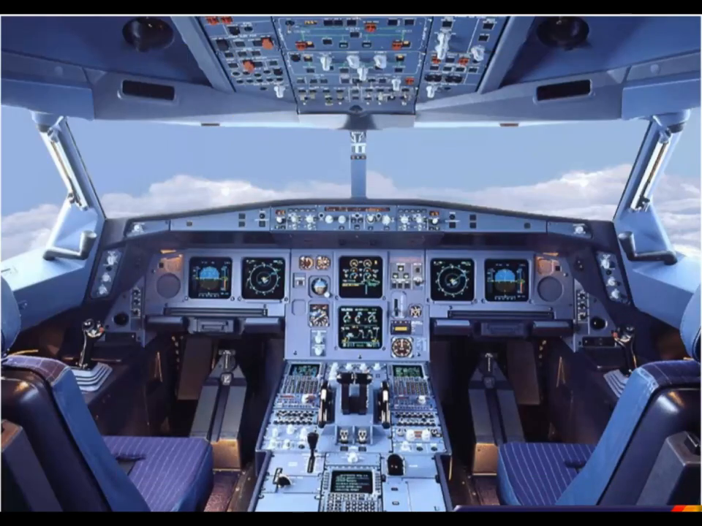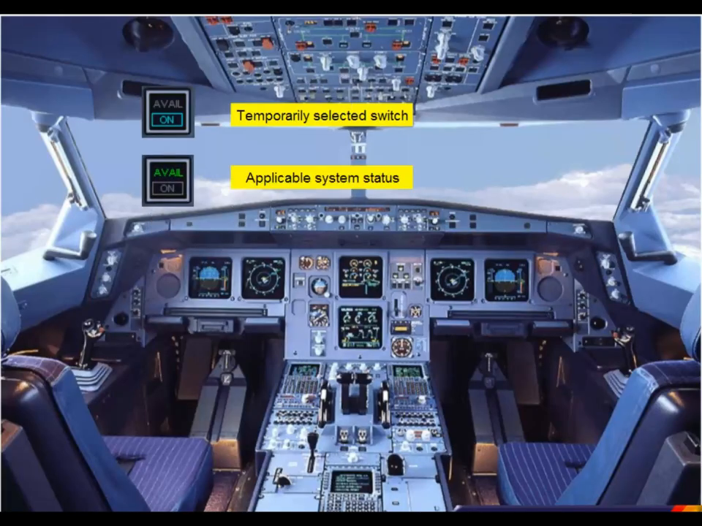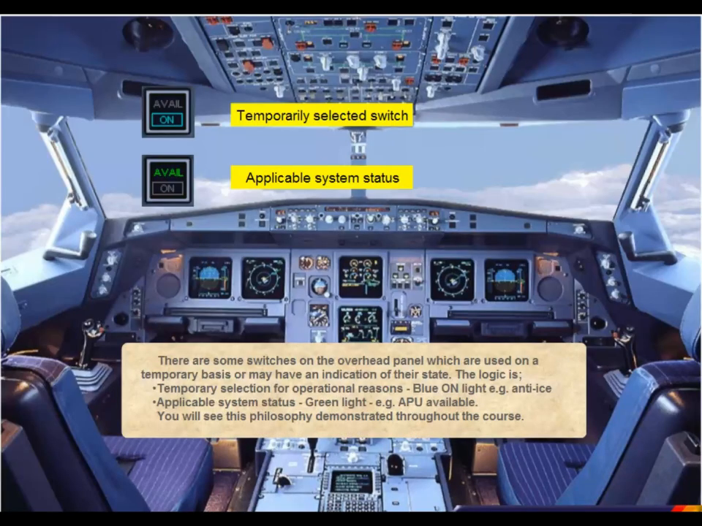There are some switches on the overhead panel which are used on a temporary basis, or may have an indication of their state. The logic is temporary selection for operational reasons, blue on light, for example, anti-ice, and applicable system status, green light, for example, APU available. You will see this philosophy demonstrated throughout the course.